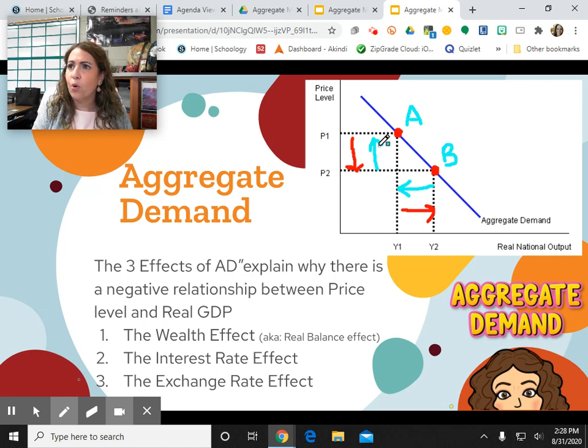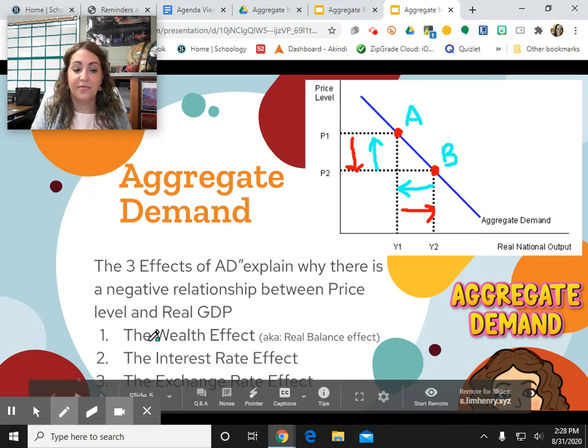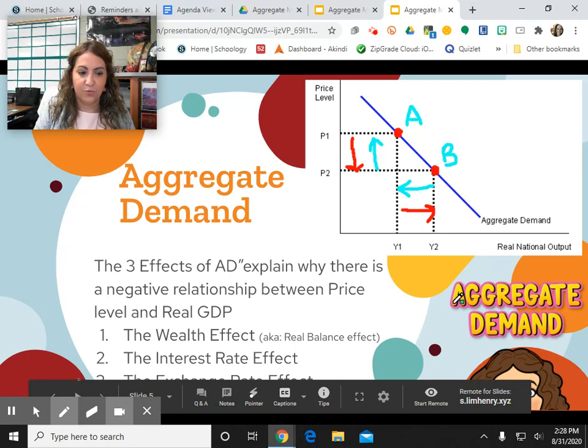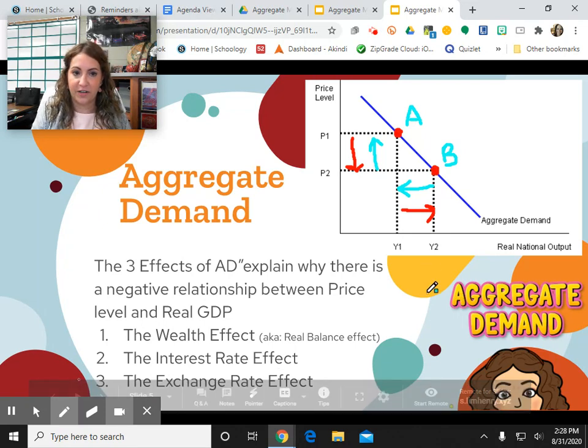Not that they're poor or anything, but their dollar doesn't go as far if things are too expensive, which means they probably buy less and GDP falls. So there's a negative relationship, an inverse relationship between price level and GDP. And that's one of the reasons why, the wealth effect. The second reason why is called the interest rate effect.